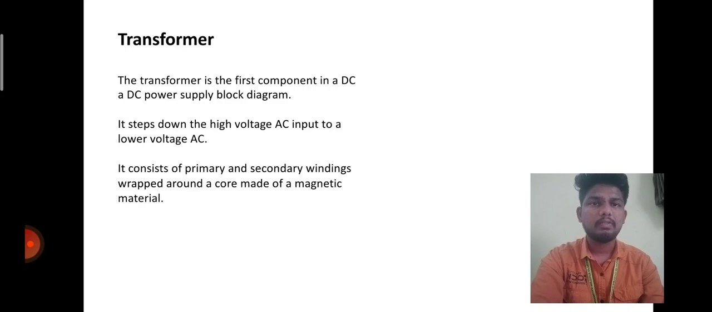Transformer. What is a transformer? The transformer is the first component in a DC power supply block diagram. It steps down the high voltage AC input to a lower voltage AC. It consists of primary and secondary windings wrapped around a core made of magnetic material.